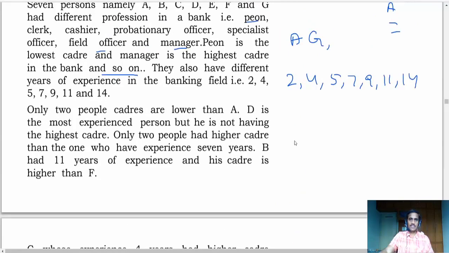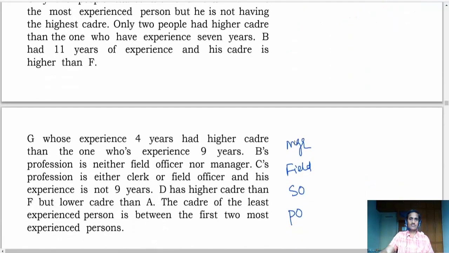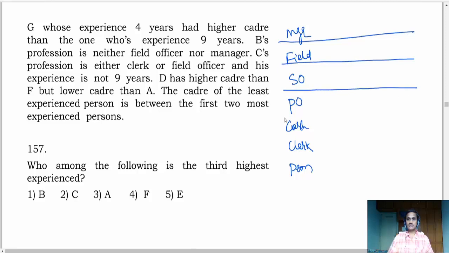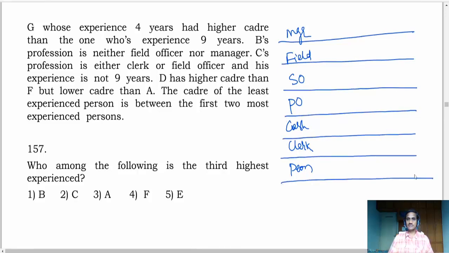Next, tell me who else is there. And cashier, clerk and a peon. Cashier, clerk and a peon are the 7 persons we have. Manager, field officer, specialist officer, probationary officer, cashier, clerk and a peon are the 7 persons we have. Now these 7 persons. Then first one.